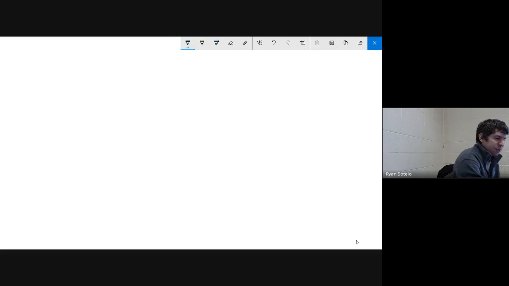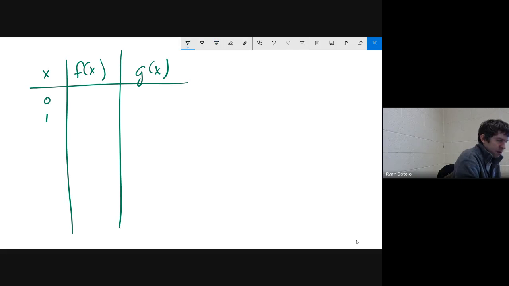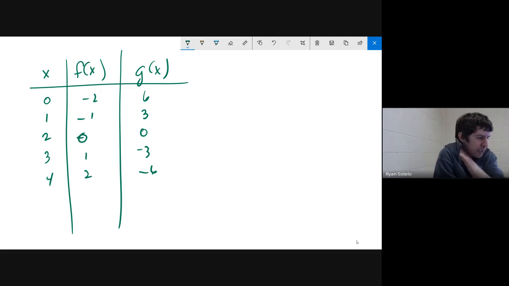You can also do that with tables. So let's say the inputs are -2, -1, 0, 1, 2. And then let's say the outputs are 6, 3, 0, -3, -6. All right, so you've got 2 functions.